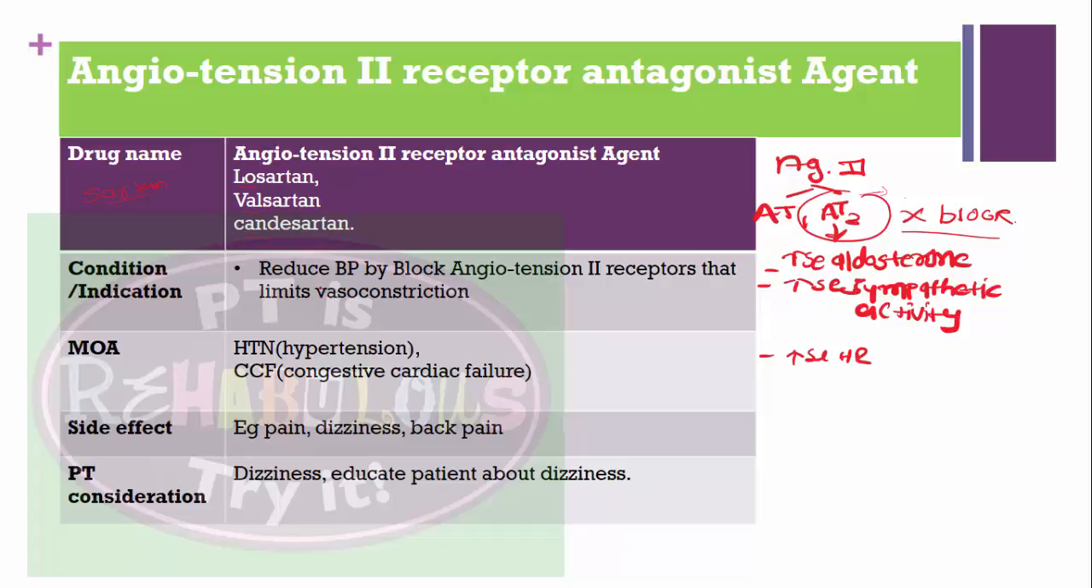It will reduce your blood pressure by blocking the angiotensin II receptor, which limits vasoconstriction. It is used in hypertension and congestive cardiac failure patients. Main side effects are pain, dizziness and back pain. As a physiotherapist, we need to educate the patient about dizziness, and family members also need to learn what to do when the patient may have an attack of dizziness.